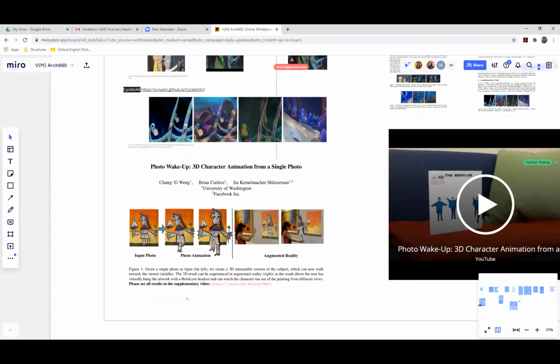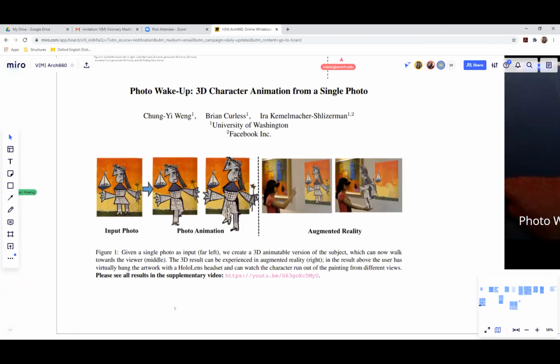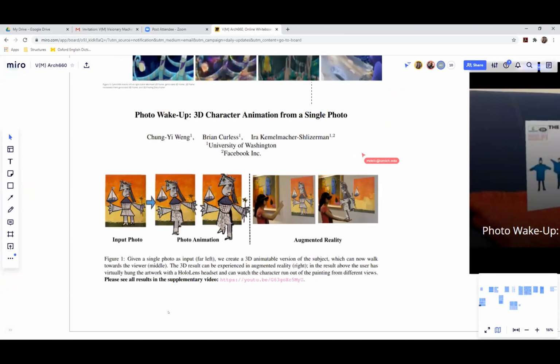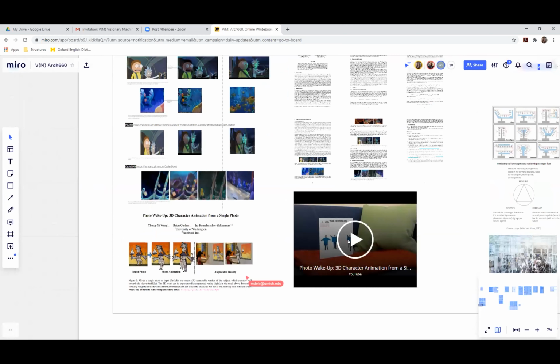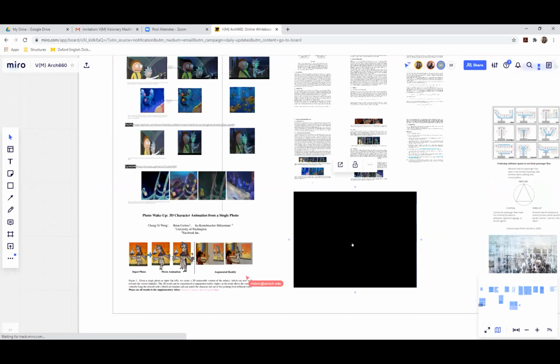And they tried 3 different methods. This one specifically may be related to our domain, which is they try to use a 2D image to generate some sort of 3D mesh and even animate them somehow. And Kelly, if you can play the video a little bit.